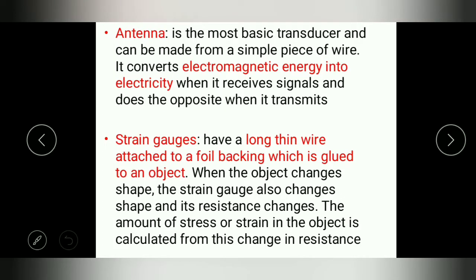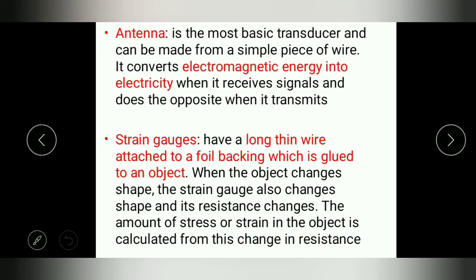Another one is the antenna. We all know what an antenna is. It is the most basic transducer and can be made from a simple piece of wire. It converts electromagnetic energy to electricity. That is the purpose of an antenna. Whenever it receives an electromagnetic wave, it is converted to electricity. So here both the sensing or detection and the transduction take place simultaneously.